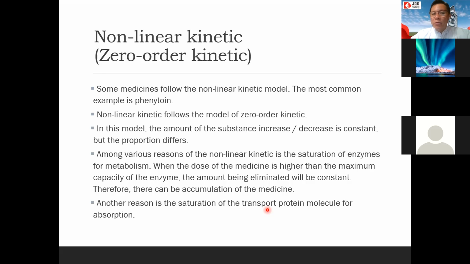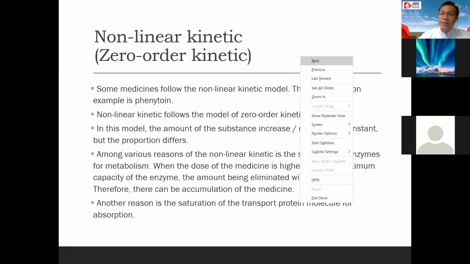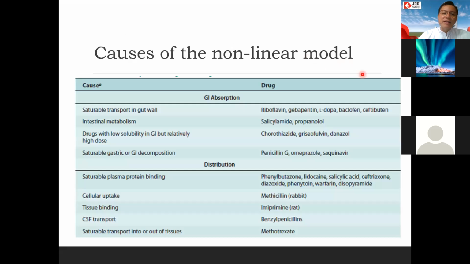So this is what happens in non-linear kinetics. The non-linear one takes a longer time. Understand or not? Is it clearer now? So theoretically, these are the causes of the non-linear model.